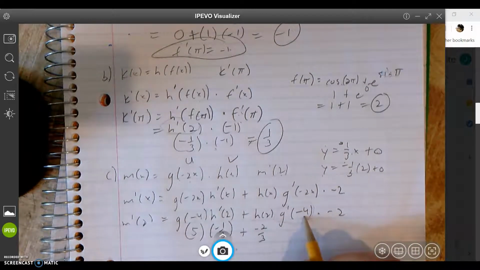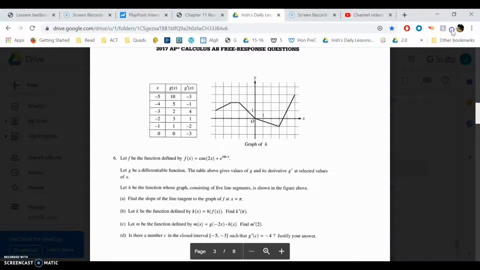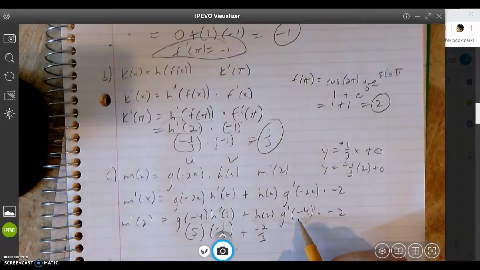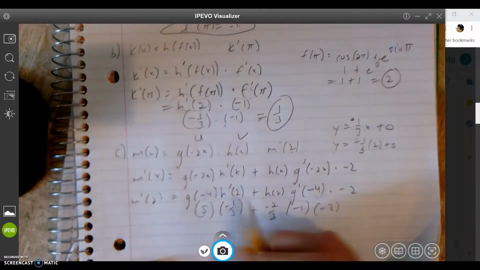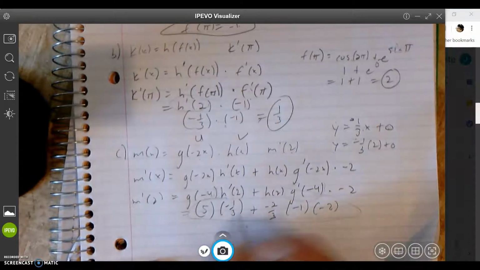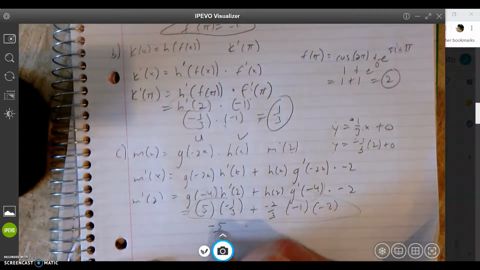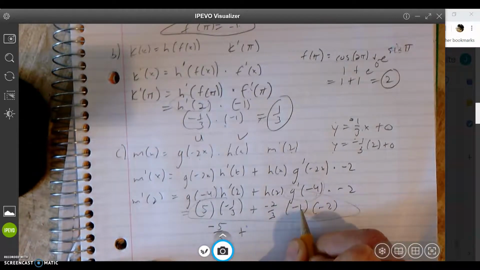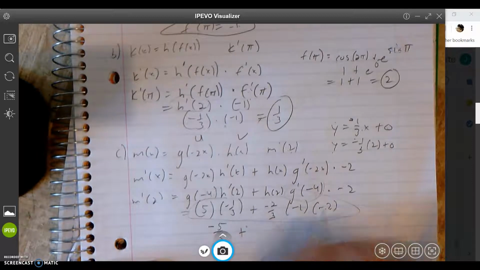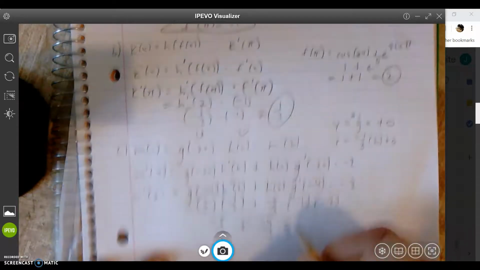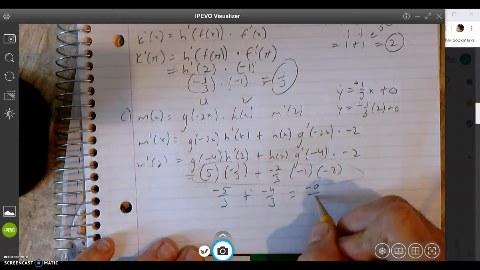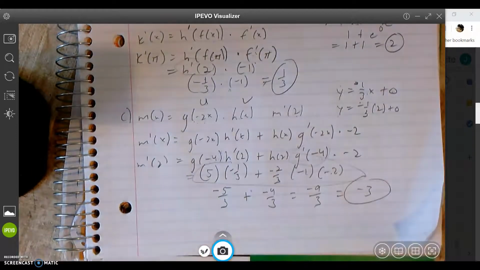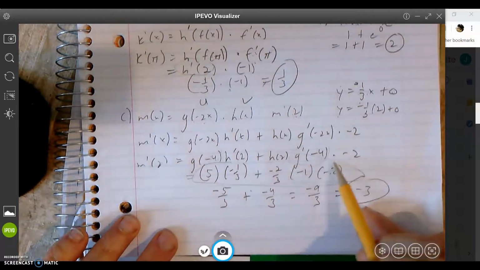And then g prime of -4, I go to the chart for that. So g prime of -4 is -1. Bam, right there. Okay. So this is -1, and then I'm multiplying by -2 right there. I can leave this since I solved it all out, or I can simplify a little bit. Negative times negative is positive. Positive times negative is negative. So that's going to be -9/3, which is -3. Bam. So that would be the final answer. m prime of 2 is -3.